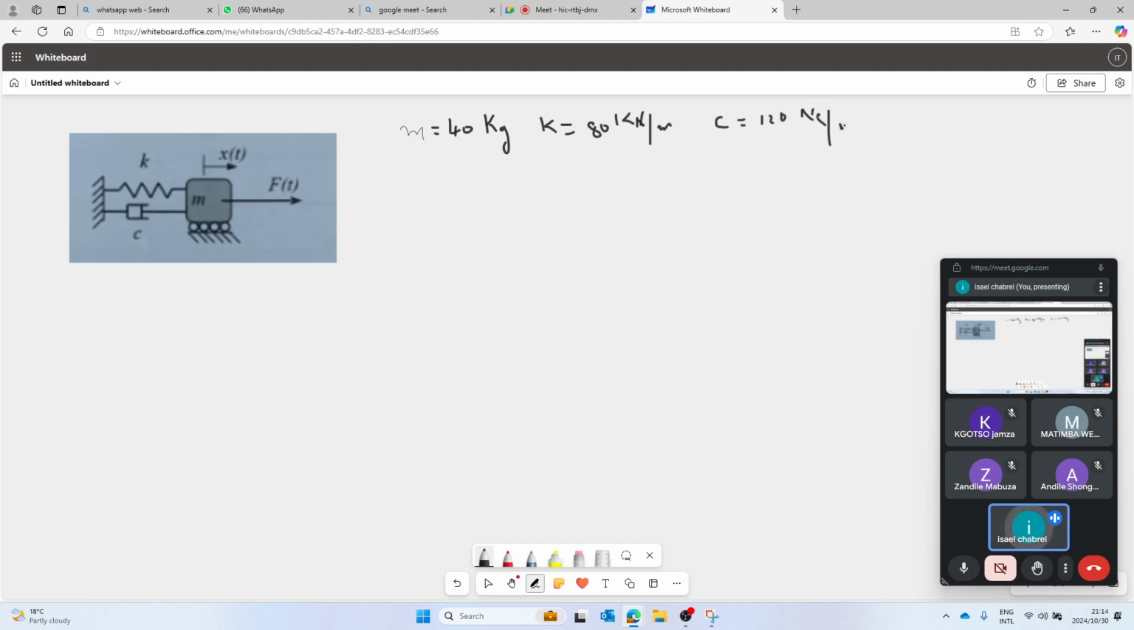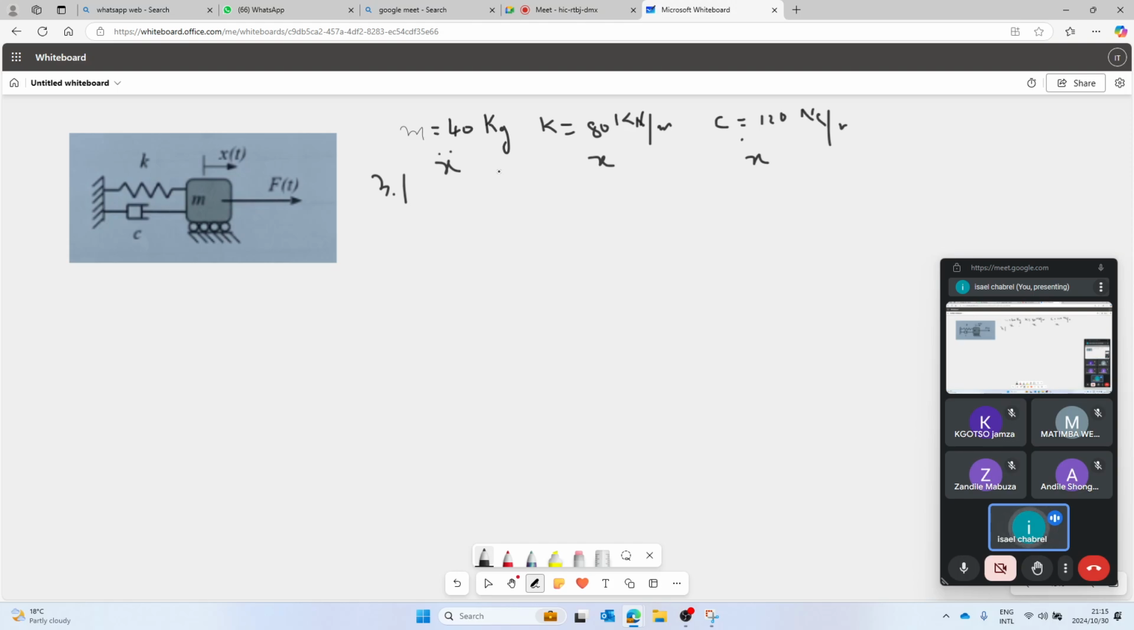Okay, question 3.1. When they say determine the second order differential equation, this is very, very simple. What's the moral of the story here? Remember, K is the spring. It goes with what? Displacement. C is the damper. It goes with what? Velocity. The mass here, we take it as acceleration. It goes with x double dot.